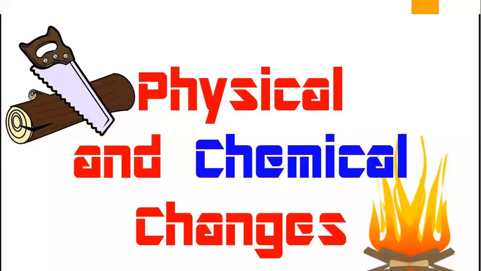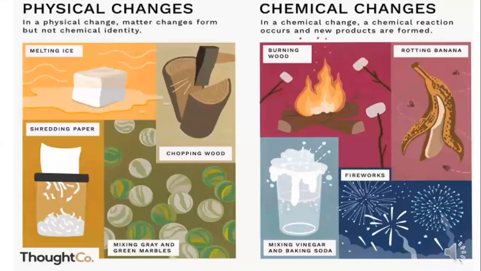Physical and chemical changes. Physical changes can be defined as changes in which matter changes form but not chemical identity. For example, here you can see different examples of physical changes: melting ice, chopping wood, shredding paper, mixing gray and green marbles. All of these are examples of a physical change. In a physical change, matter only changes form.